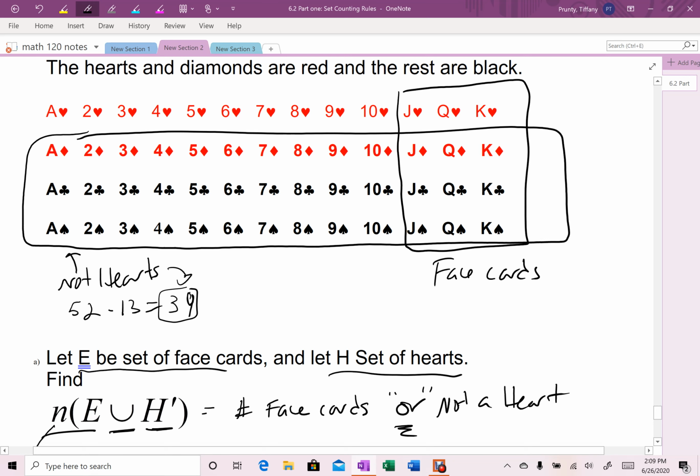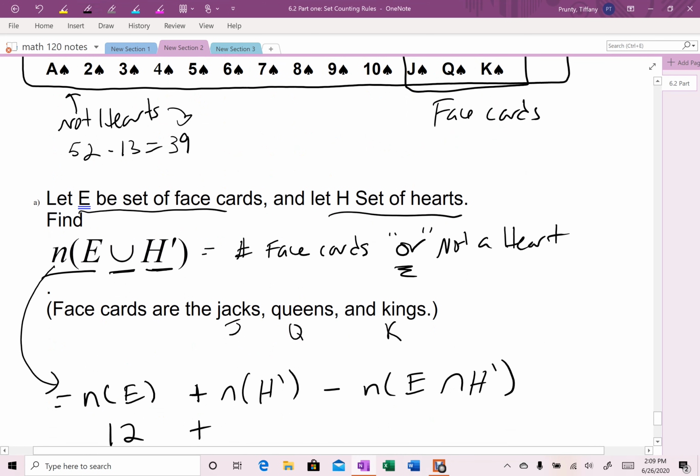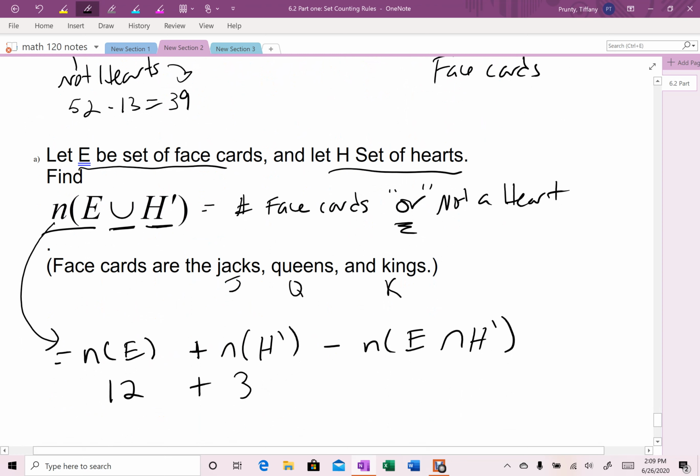But that one's easier probably to do the complement. I throw away the 13 hearts, and I'm left with 39. If you can't read my 39 there, that are not. All right, so 39 cards are not hearts, minus anybody that got counted twice. And there were cards that got counted twice.